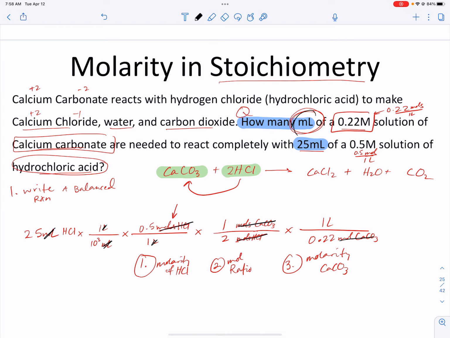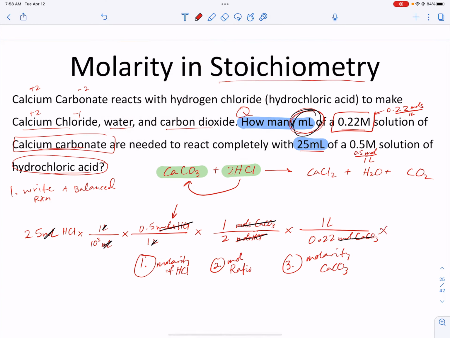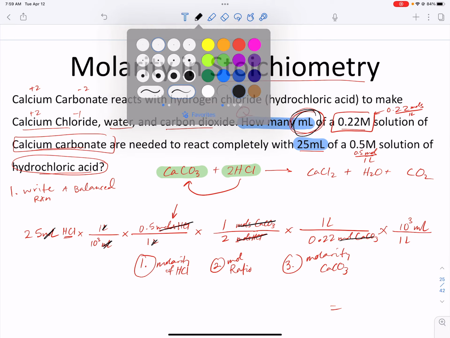The question says how many milliliters, so we've got to go one more step. This is not actually on the diagram, but if it asks you for milliliters, you always have to go back at the end and convert back to milliliters. It seems redundant because here we converted from milliliters to liters for HCl. We're not talking about HCl anymore, okay? So we have to now take our liters of the calcium carbonate solution and convert back to milliliters if the question says how many milliliters. For every 1 liter, there's 1,000 or 10 to the power of 3 milliliters. And once we get our answer now, it'll have the proper units, milliliters.